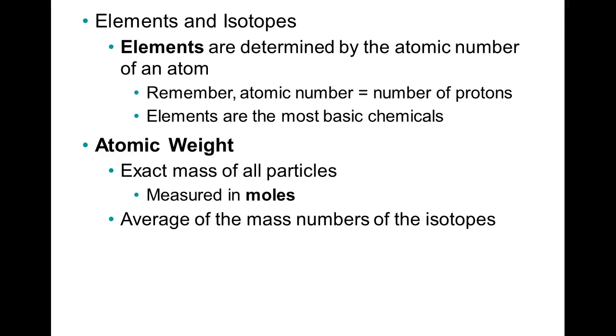A little bit more about elements, although we've kind of covered this already. Elements are determined by the atomic number. Atomic number, again, is the number of protons, and they are the most basic. You can't take anything away from an element and still have it be that element. So we can't take the proton away from the hydrogen and have it still be a hydrogen. We can't take the electron away and still have it be a hydrogen.